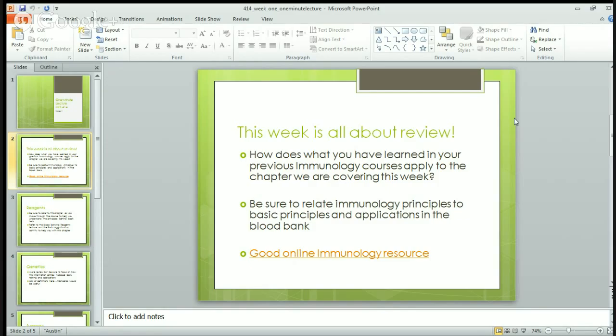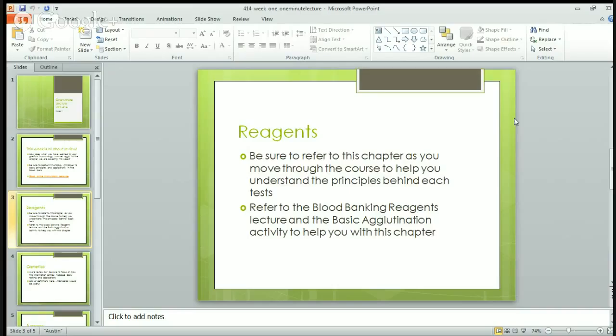The next chapter is going to be one of those chapters that you hate reading, and I'll just be honest with you, this one's going to be confusing. But this is also one of those chapters that you're going to refer to as you move throughout the course, because it covers all of the different possible reagents that you have available to use within the blood bank. So basically, this is your background for the principles of all of the tests that you'll be covering within this course. The homework and discussions will help you.